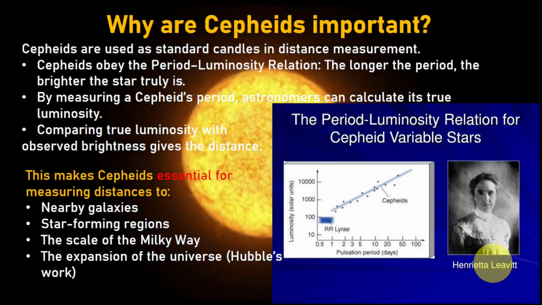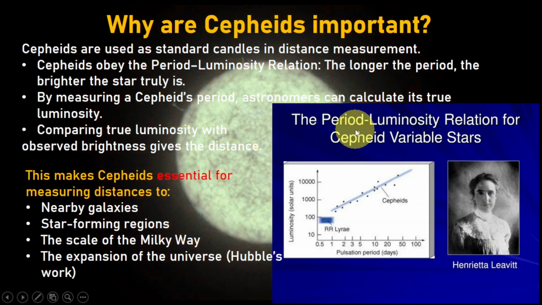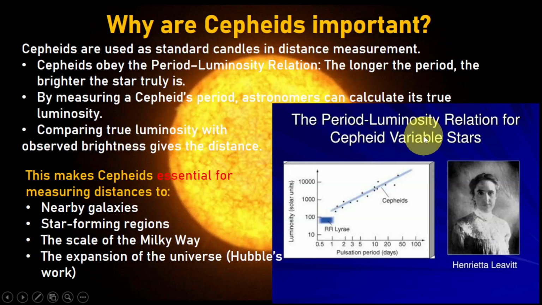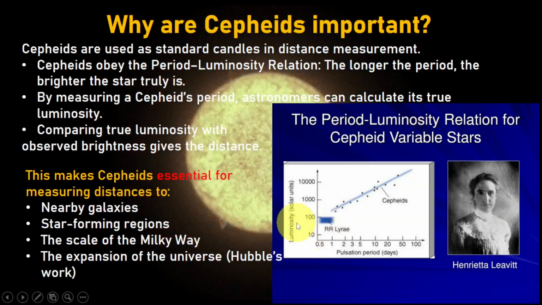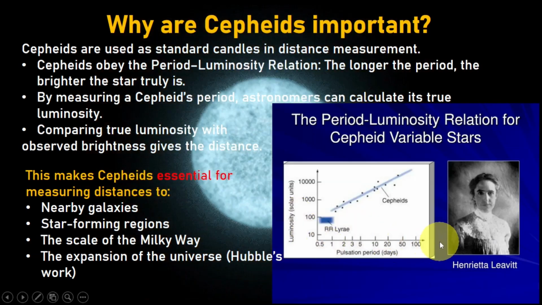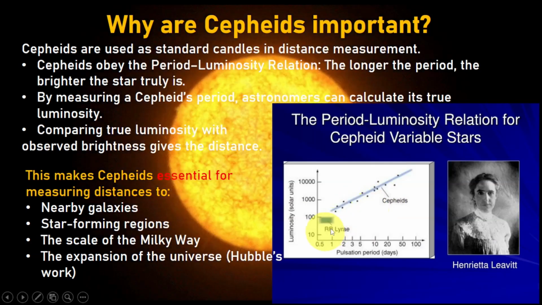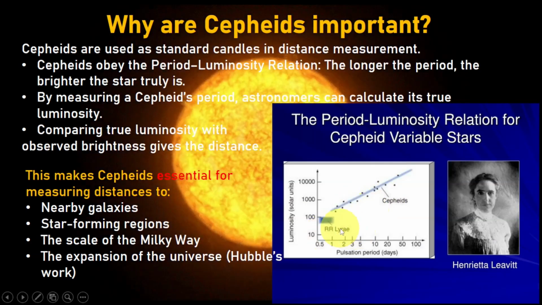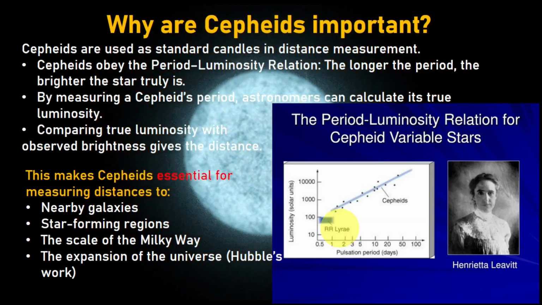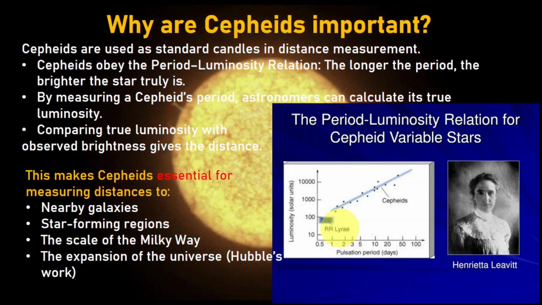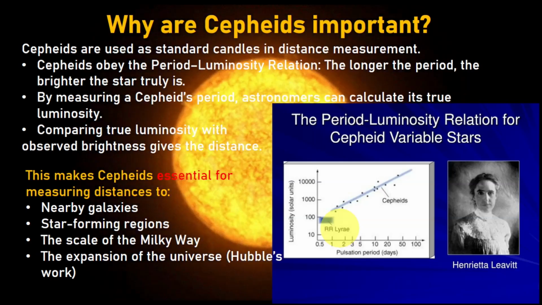This idea was invented by Henrietta Leavitt. You can see her here. She came up with this period-luminosity relation for variable stars. She made plots of different variable stars, the luminosity with respect to their pulsation period, and came up with that relation. She also did it for RR Lyrae stars, but the RR Lyrae stars do not obey the period-luminosity relation. They obey a different relation, which I'll talk about later. So by measuring a Cepheid's period, astronomers can calculate its true luminosity.